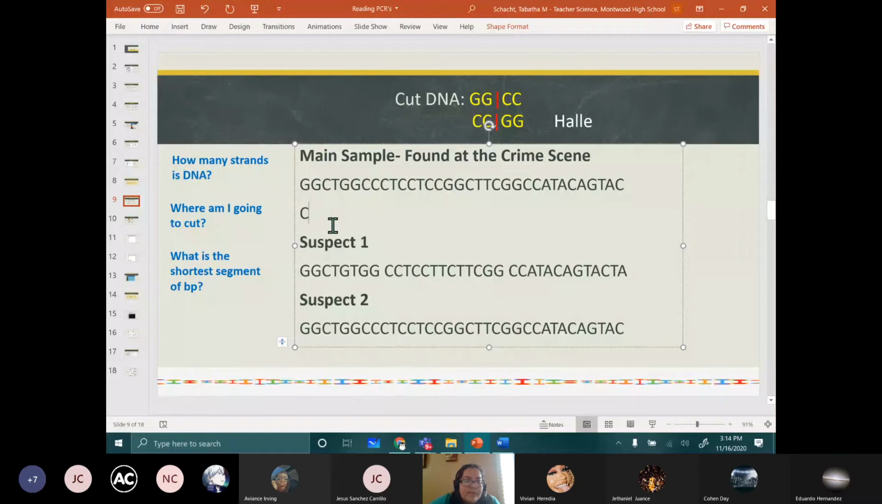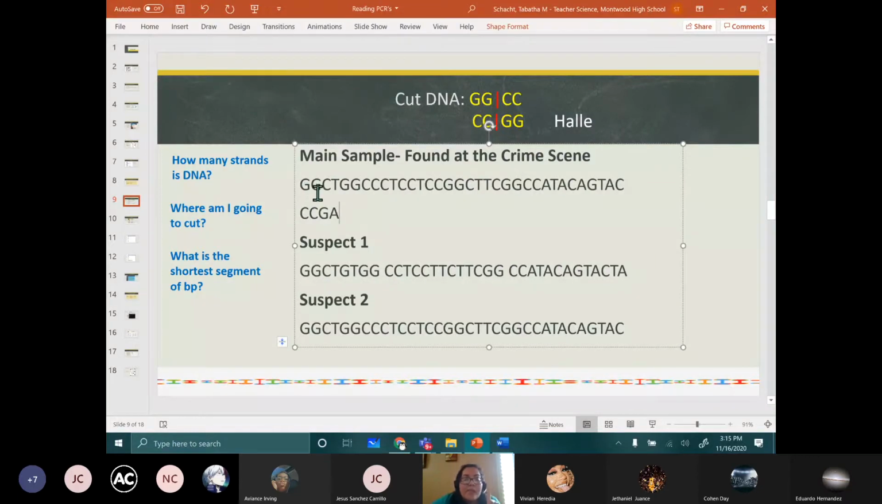What pairs up with G again? The next one is G. What pairs up with it? C. Very good. My next letter is C. What pairs up with it? G. Very good. My next base is T. What pairs up with it? A. Very good. So if you ever see that DNA has 1 strand, you have to complete the second strand because we know that DNA has 2 strands. The only one that has 1 strand is RNA, and we'll talk about that a little bit later.